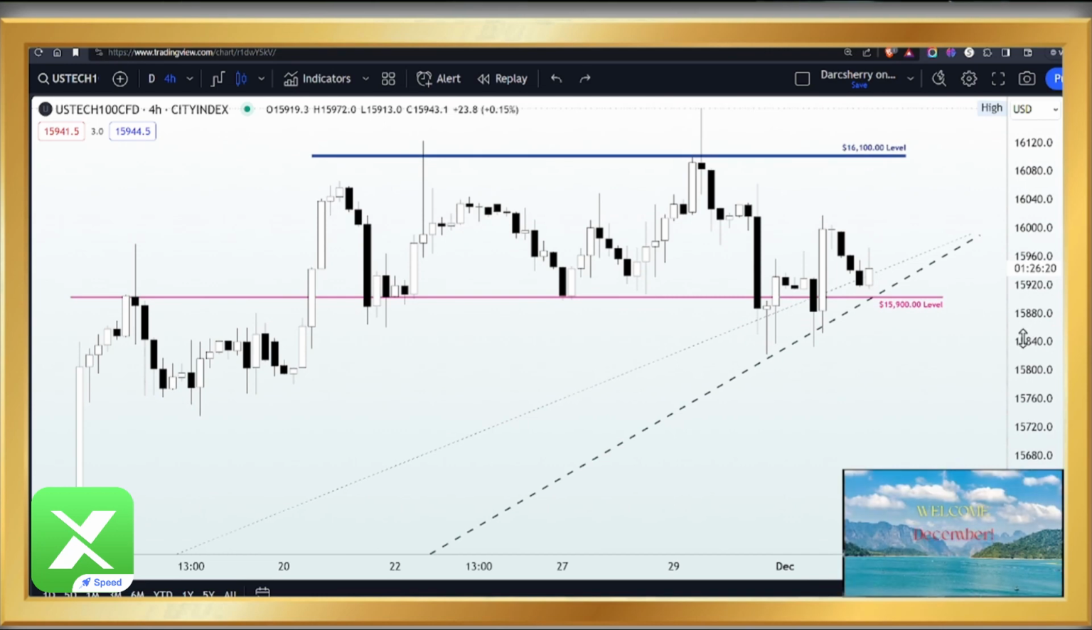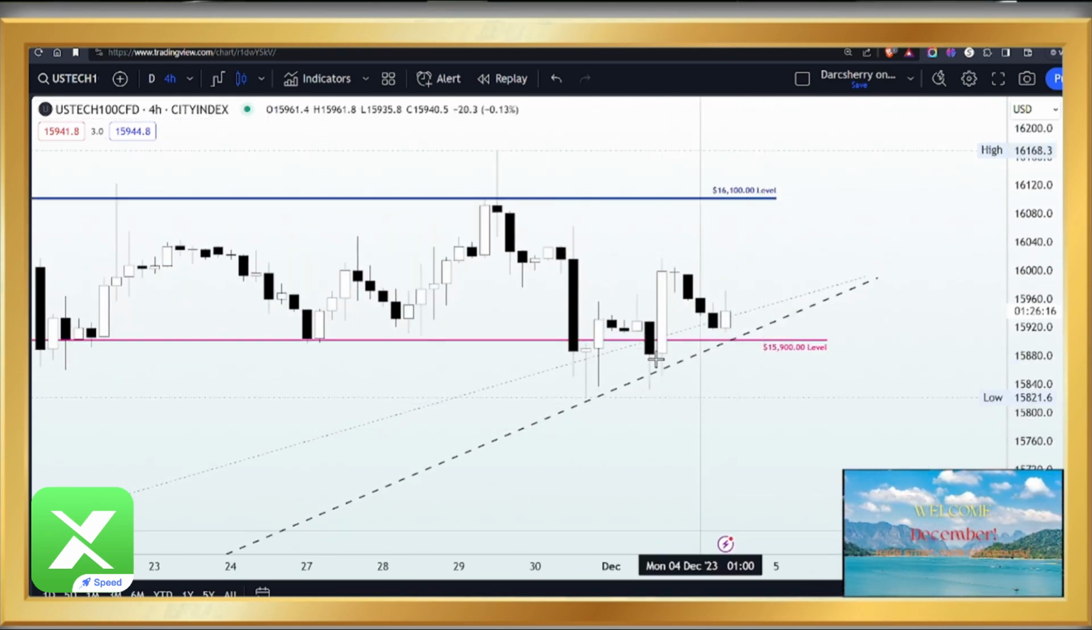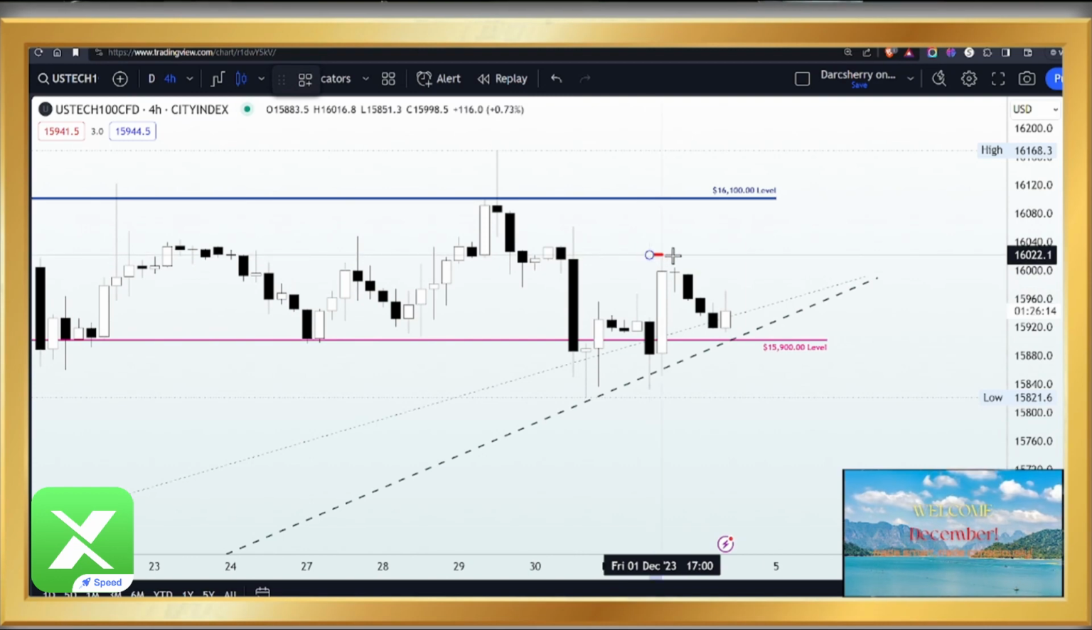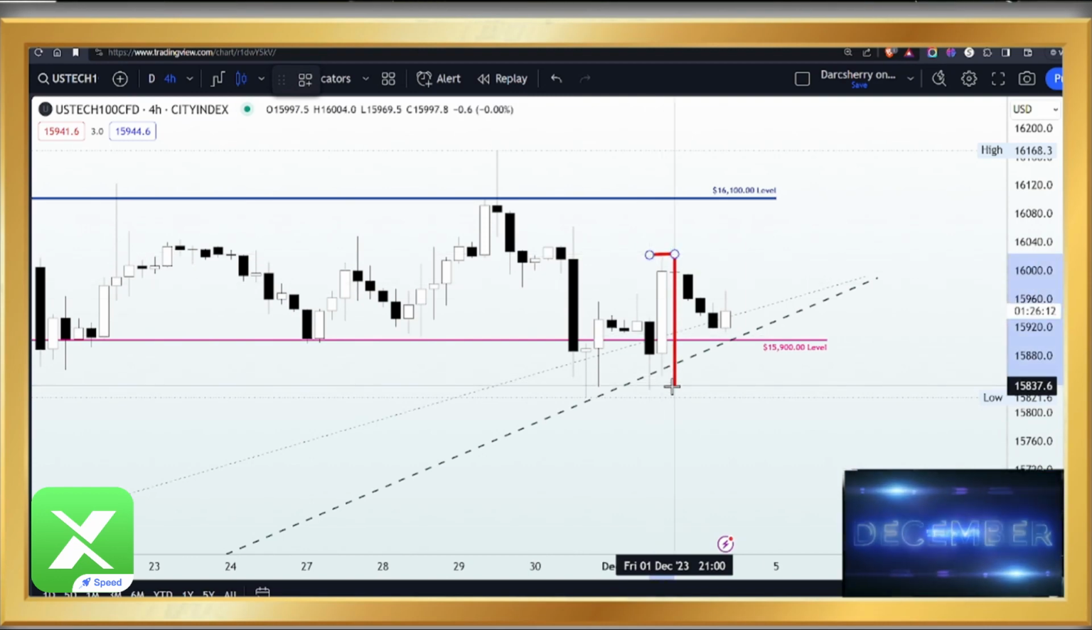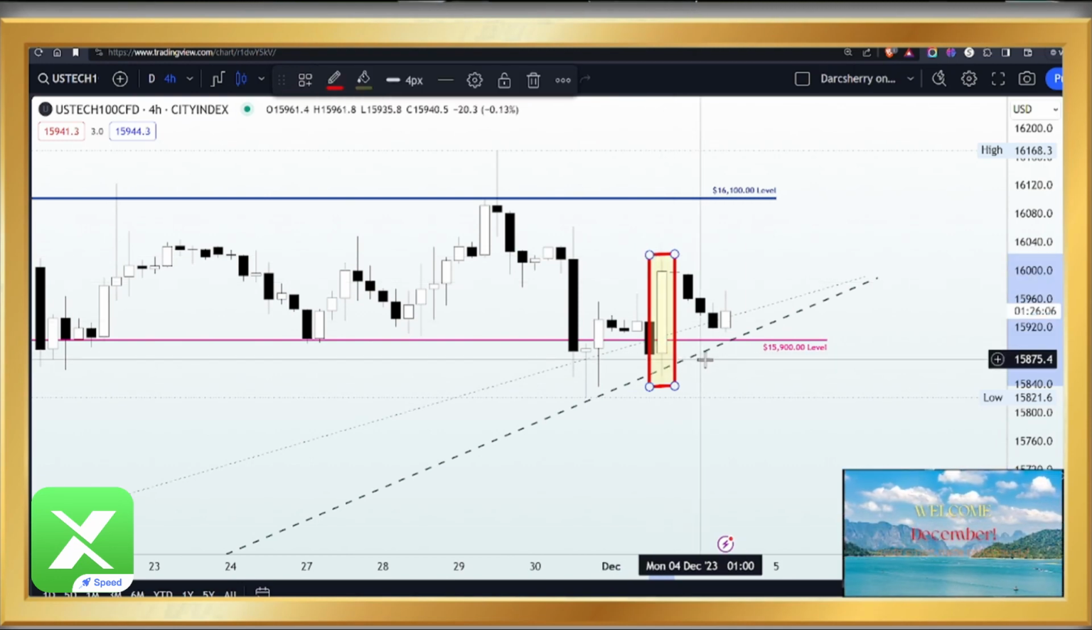Now, another thing I would like to call our attention to right here on Friday was this engulfing bullish candle, which further emphasized that buyers are still very strong around this area.